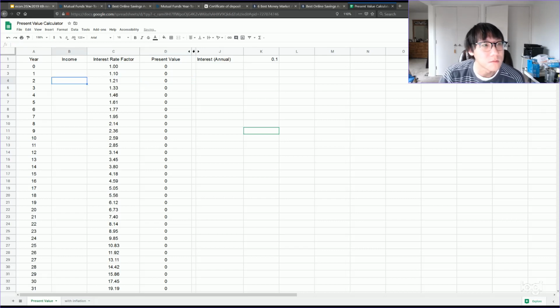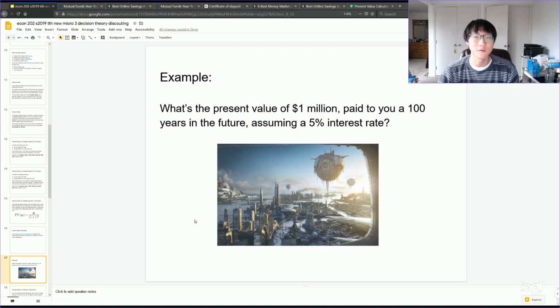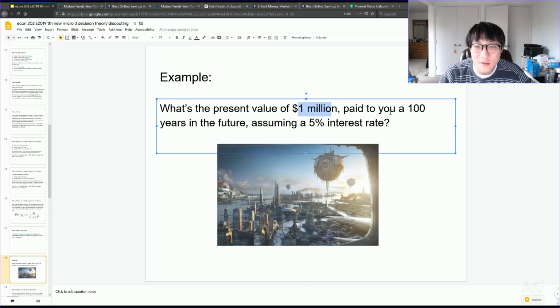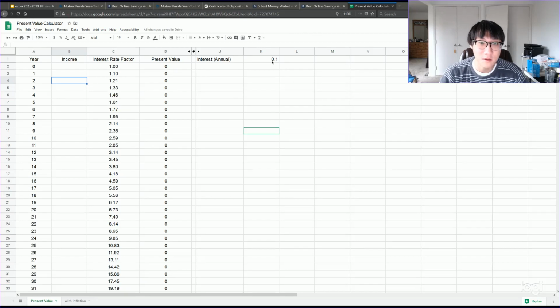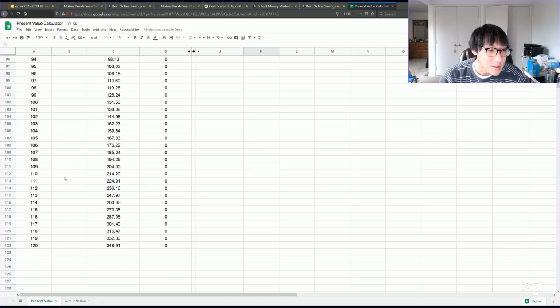Let's do a more extreme example. What's the present value of being paid $1 million 100 years in the future, assuming a 5% interest rate? And you say to yourself, well, in 100 years, maybe I'll be dead. Let's just assume that that's not a concern; assume that you're going to live to be able to see the money. How would I answer this question? I would go over to my present value calculator and change the interest rate to 5%, so 0.05. And then I would simply dial in $1 million at this 100 years in the future mark.